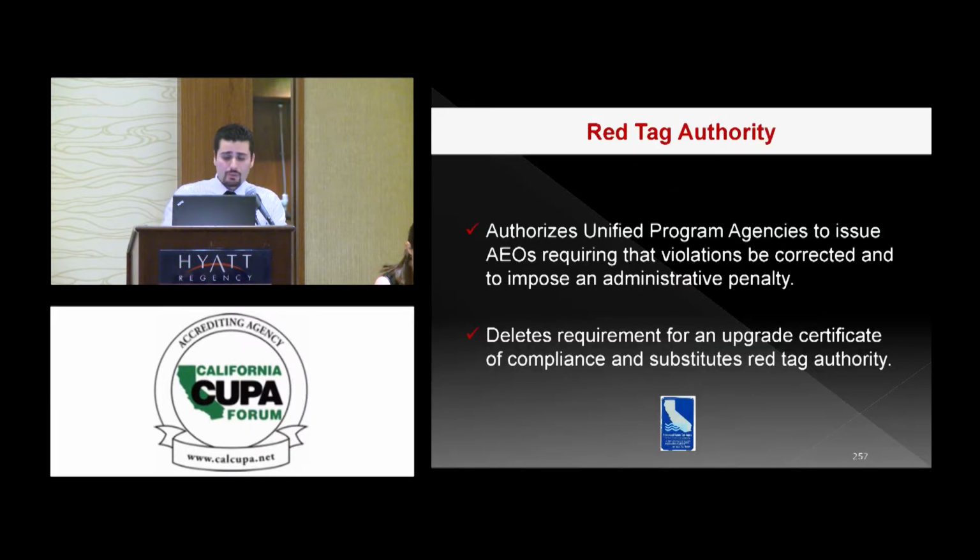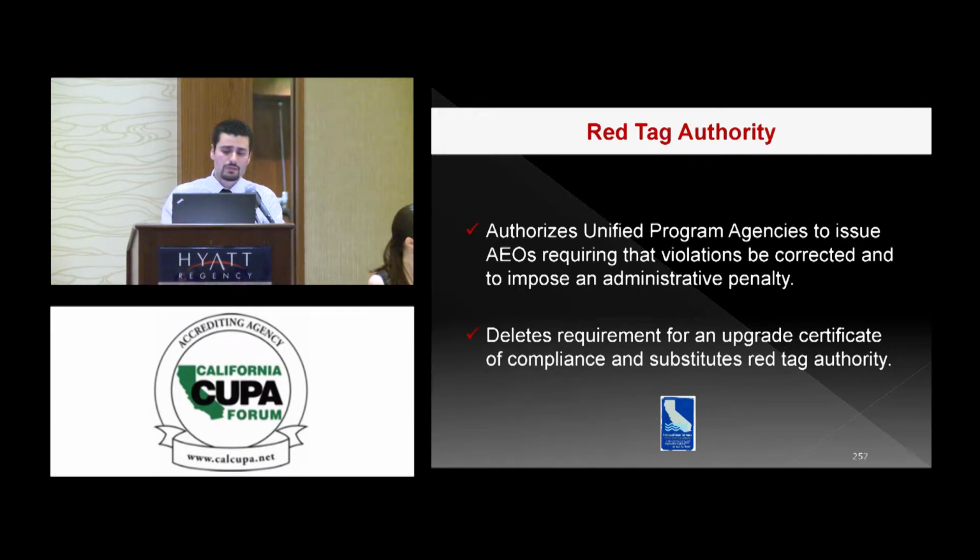So again, red tag authority basically authorizes the local agency to issue those AEOs that are going to require the violations to be corrected, and we can also impose an administrative penalty as well. It's going to delete any requirements for an upgrade certificate of compliance, and substitutes the red tag authority. So one can use either or depending on the local jurisdiction and preference. I think that'll do it for me.